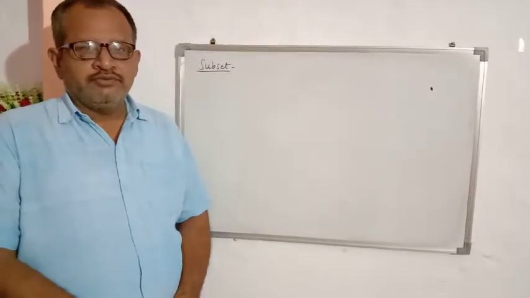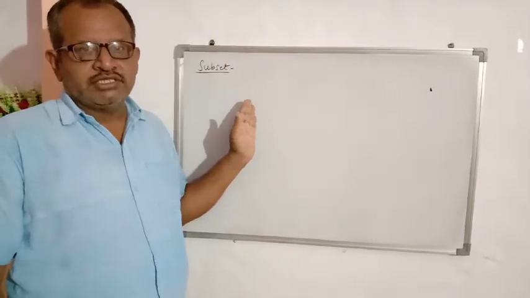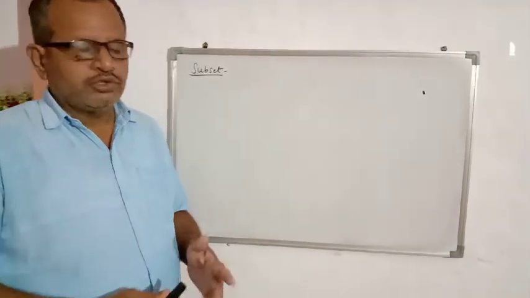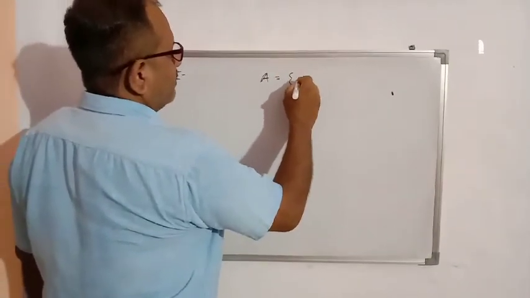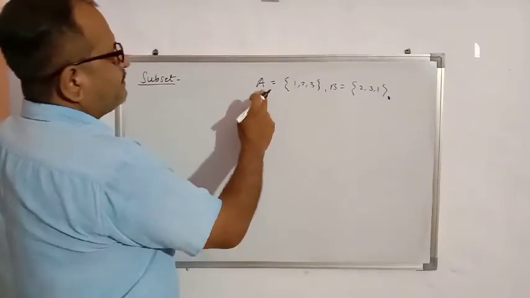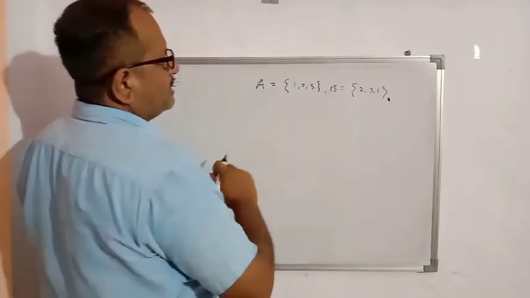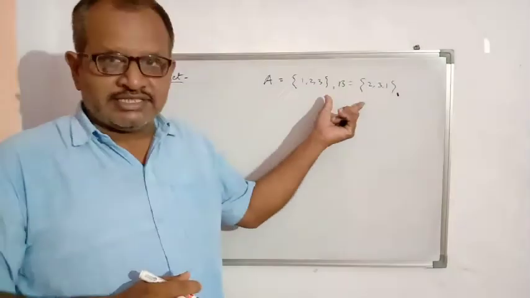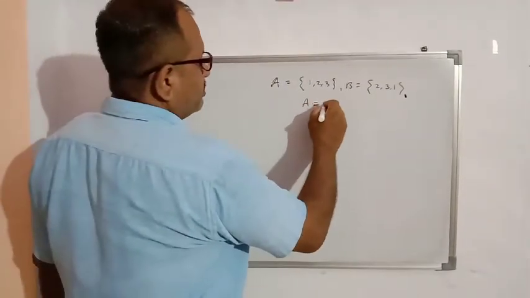In this video, we will discuss the subset of a set. In the previous video, we discussed equal sets and equivalent sets. What are equal sets? Two sets, suppose A is {1, 2, 3} and B is {2, 3, 1}. We see that every element of set A is an element of set B. A and B both have exactly the same elements. So if two sets have exactly the same elements, we say that both the sets are equal. So A is equal to B.